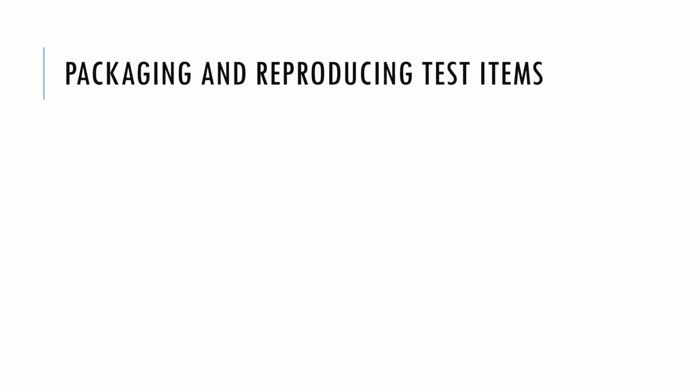Packaging and reproducing items. Assuming that you have already assembled the test, you write the instructional objectives, prepare the table of specification, and write the test items that match with the instructional objectives. The next thing to do is to package the test and reproduce it as discussed in the previous chapter. So what are now the steps in packaging and reproducing the test?